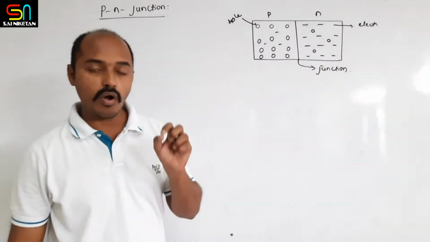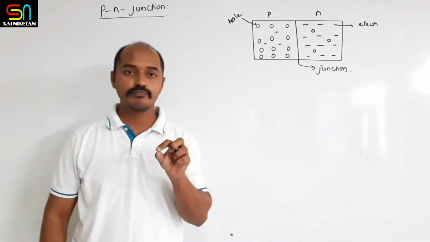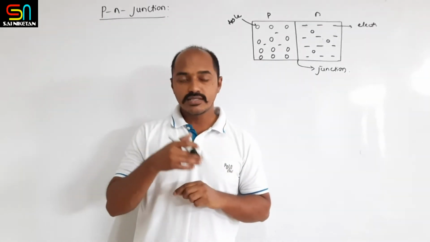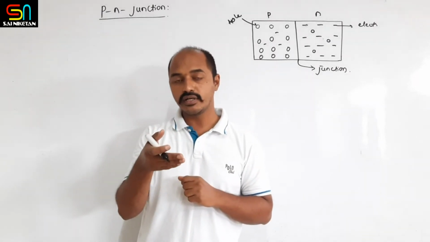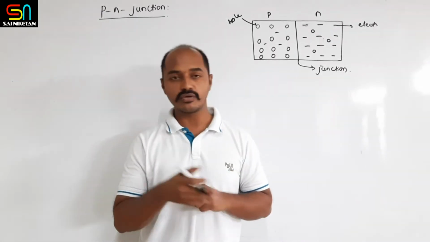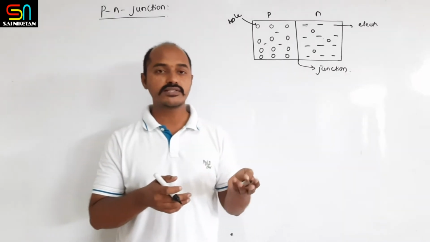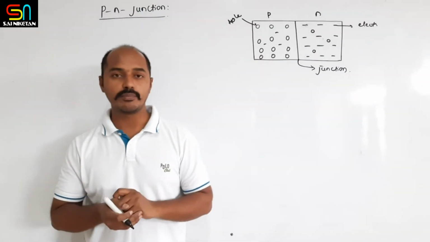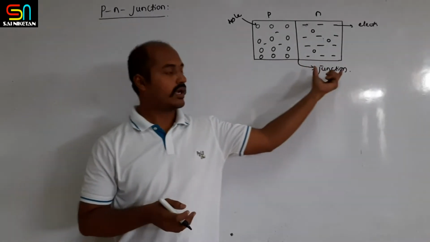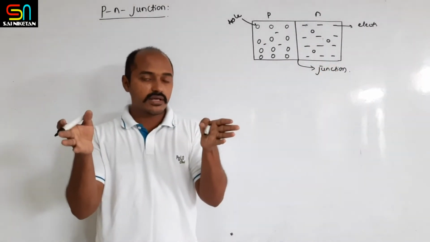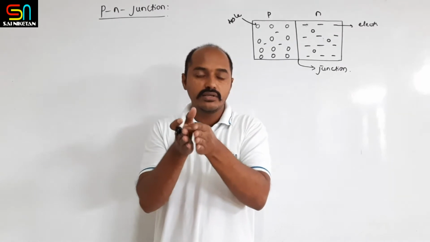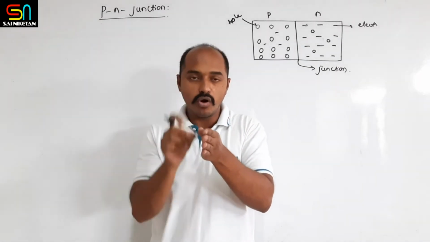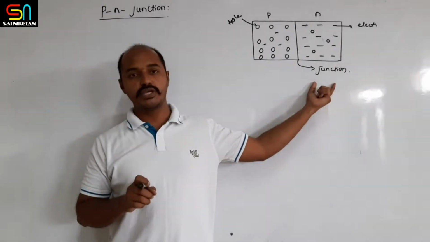So this can be obtained by adding impurities, both pentavalent and trivalent, such that half of the semiconductor becomes p-type because of the trivalent, and half becomes n-type because of the pentavalent. So half p and half n. Where these two semiconductors join together, that boundary is called the junction, the PN junction.